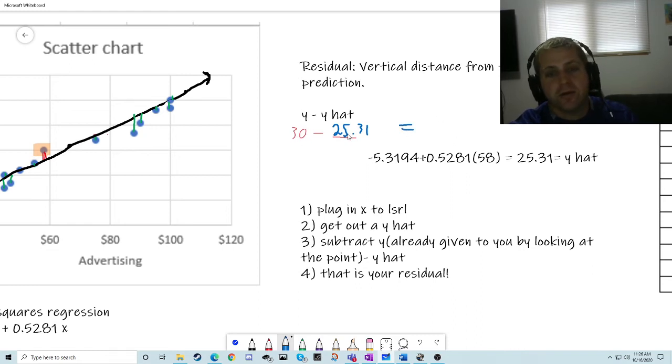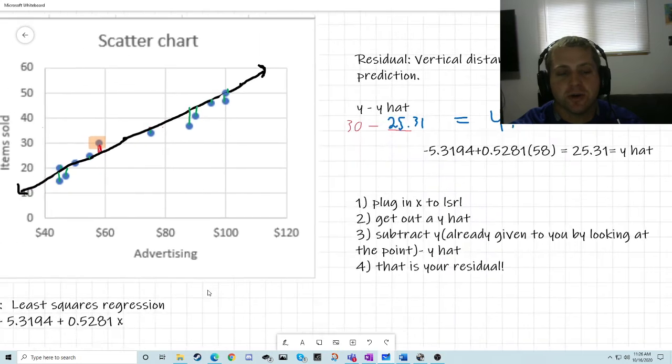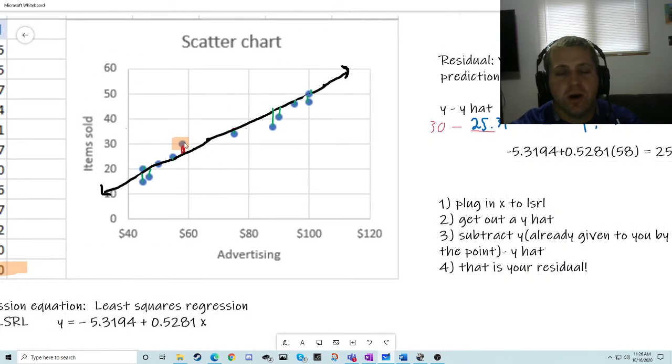I listed the steps here. You plug your x into the least squares regression line, you get out a y hat, and you take y minus y hat. The y is already given to you. Then that's your residual. So the residual here is 4.96. It is a positive 4.96 because my y was above the y hat.